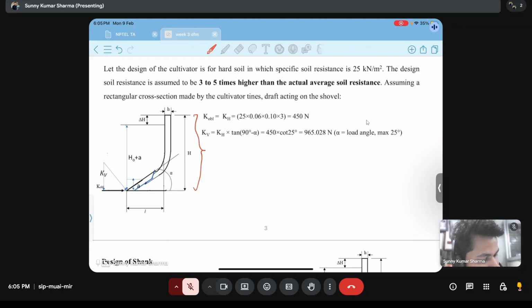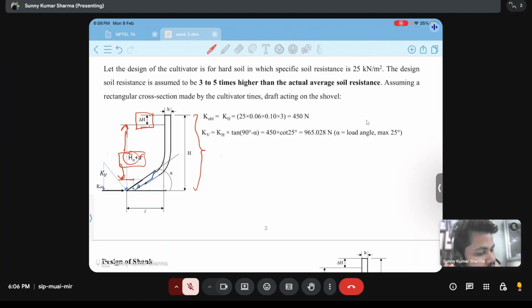will be this delta h, which is width of the shank, and this is h naught plus a. A is the working zone, working depth, and h naught is this distance, which is the gap, which is the clearance between the ground and the shank.